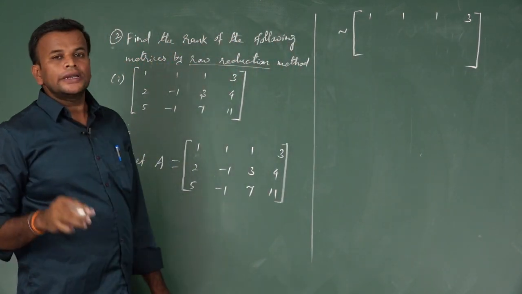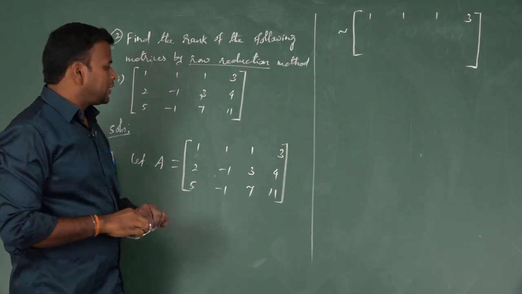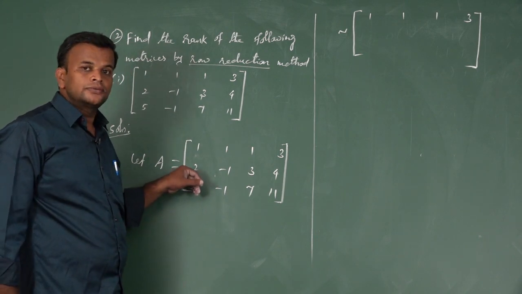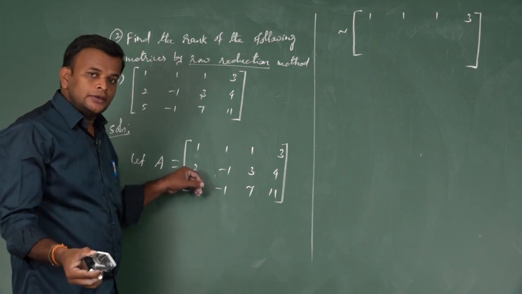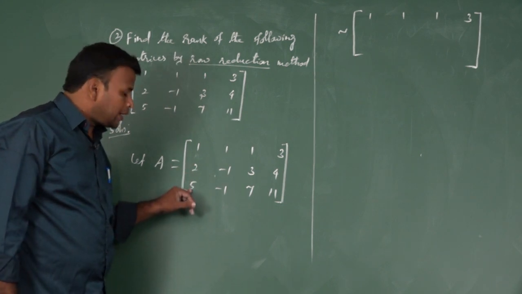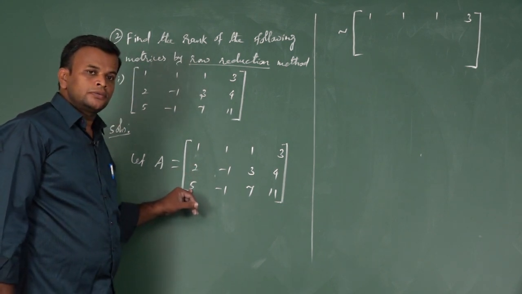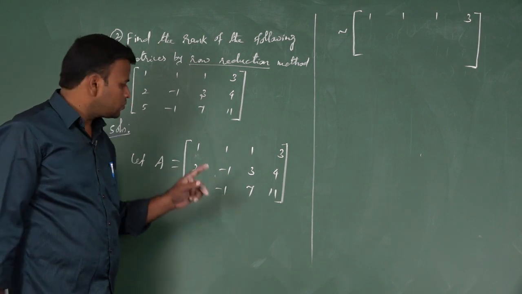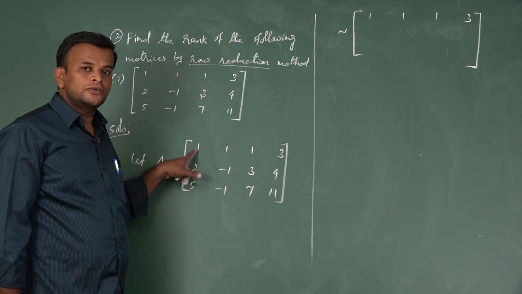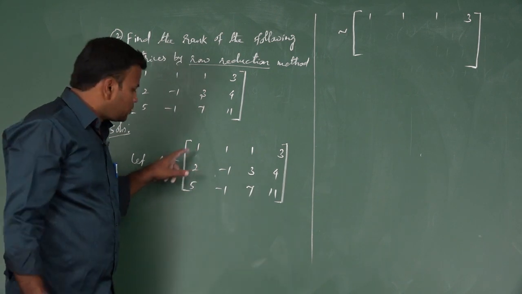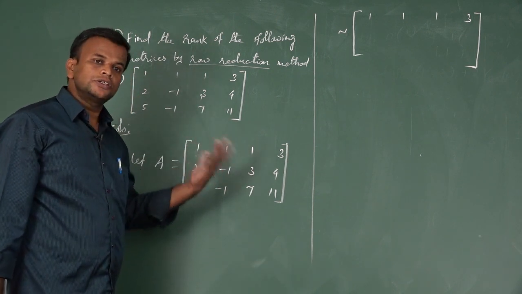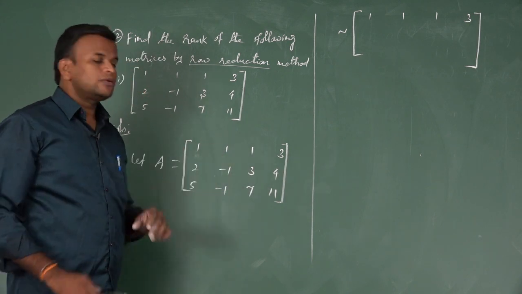So to convert to echelon form, the next step is to make this element 0, and then make this element 0, and finally this element also 0. First, check that this one is non-zero. Next, convert this element to 0 using rows. It is your choice, you can change any rows.